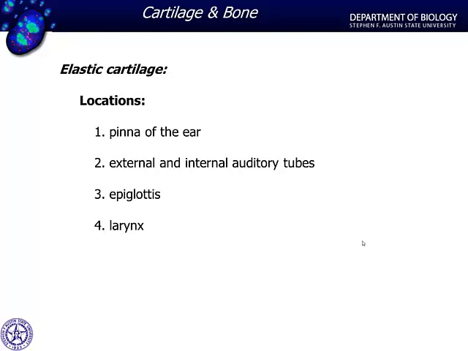Okay, moving to our second type of cartilage. This is going to have some of the same characteristics that we see with hyaline cartilage, and yet differences. And certainly in location, these are going to be places where we don't necessarily resist compressive forces, but we need elasticity and a rebounding. So the pinna of the ear, external and internal auditory tubes, the epiglottis, the larynx, these are typical locations where we will find the second type of cartilage, elastic cartilage.